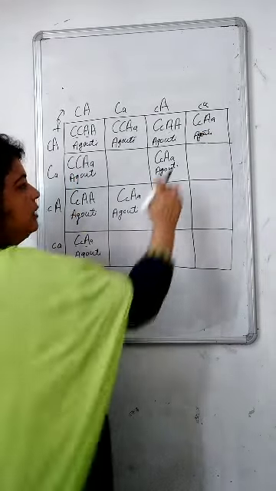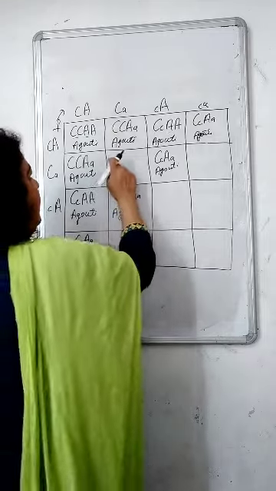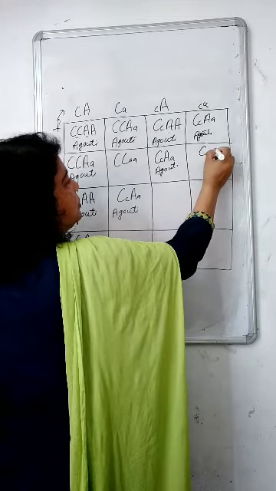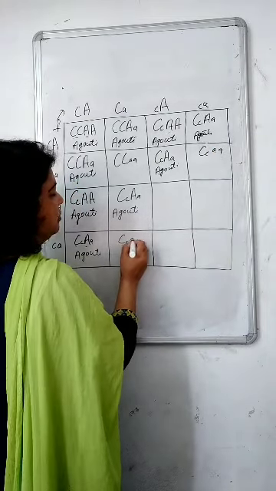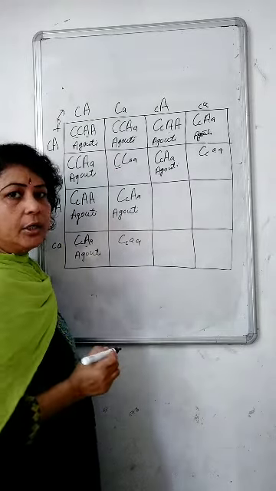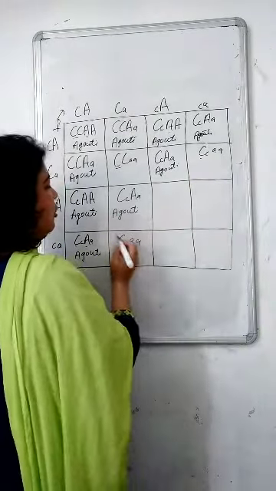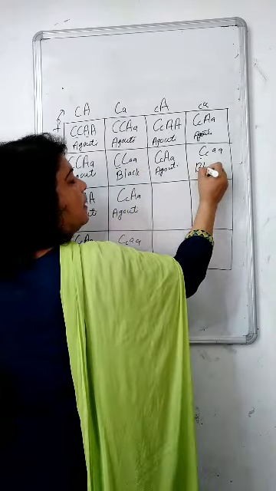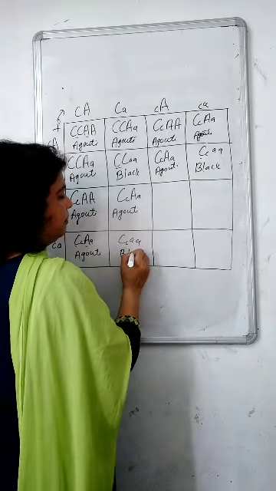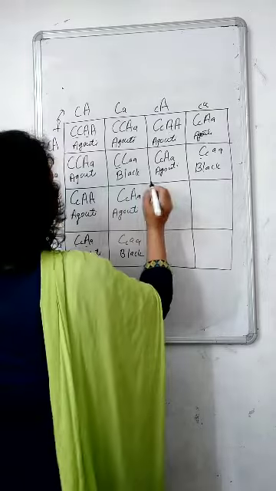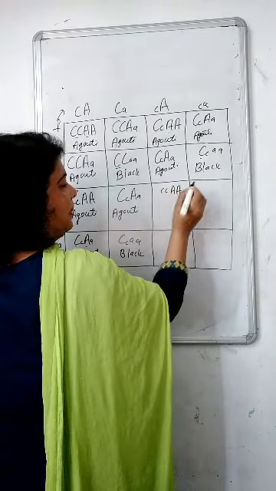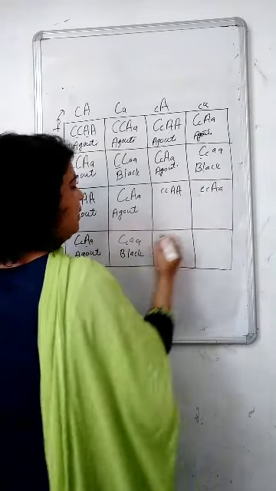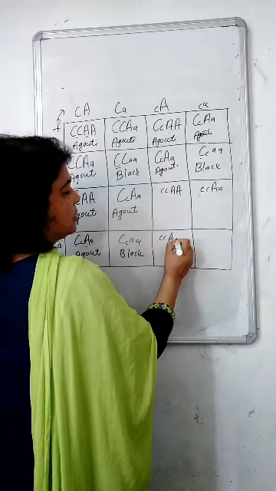Okay. Then these 3. Here capital C, small a, small a. Here capital C, small a, small a. Capital C, small a, small a. Here C is in dominant condition, but A is recessive, therefore it produces black. Then here small c, capital A, small c, capital A, small a, small c, capital A, small a.